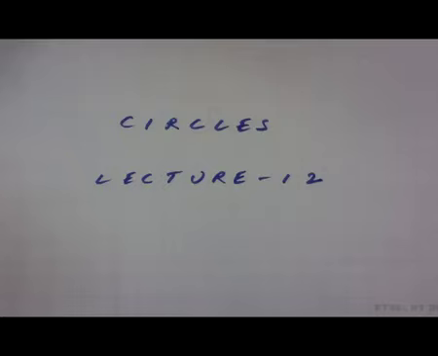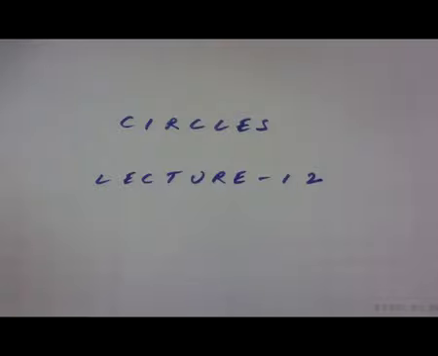Welcome to the 12th lecture on circles. In this lecture, we'll start a new topic called family of circles, which is similar to the topic of family of straight lines. Here we'll basically talk of writing general equations for all circles which satisfy a common property. For example, we can write the equation of all possible circles which pass through any two given points, or the equation of all circles which pass through the intersection of two given circles. That is the topic of this lecture.